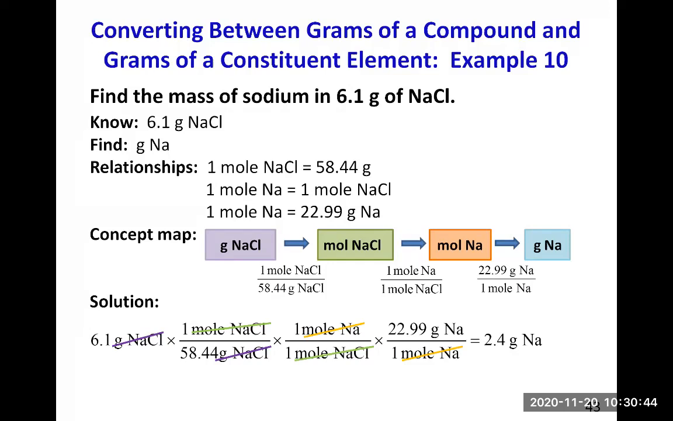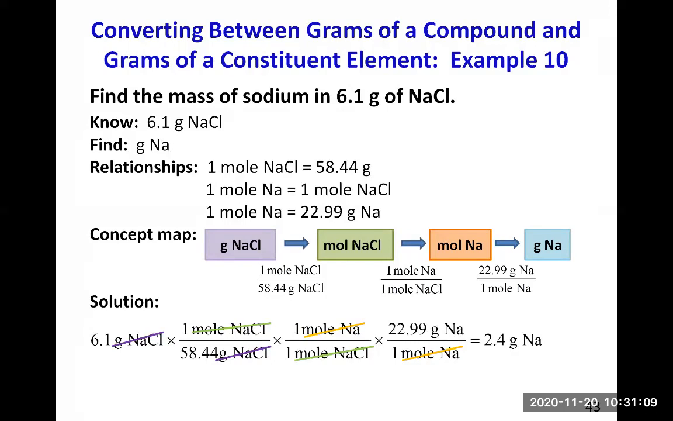So let's see in the calculator, 6.1 times 22.99. I multiply all the numerators together, and now I will divide by 58.44. The calculator answer is 2.3997. We need to keep 2 sig figs because of the given amount.